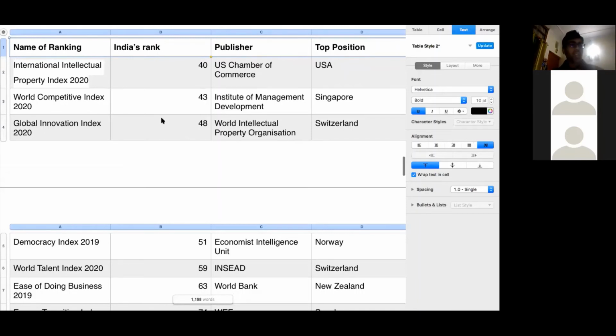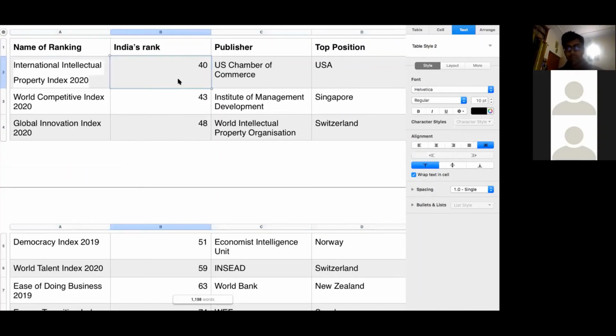So there is this ranking called the International Intellectual Property Index 2020, where India's rank was 40. That is for 2020 figures, the latest ones, published by the US Chamber of Commerce. Now, the US Chamber of Commerce is a very important industry body in the US, which is represented by hundreds of top companies and businesses in the US. And they come up with annual reports and rankings globally of different countries, like which countries are to what extent favorable for further investment.